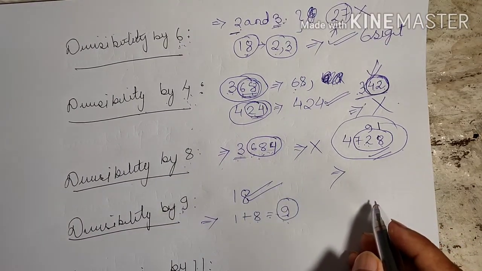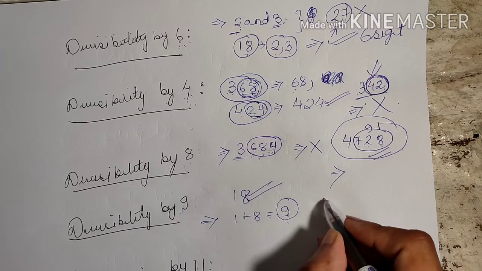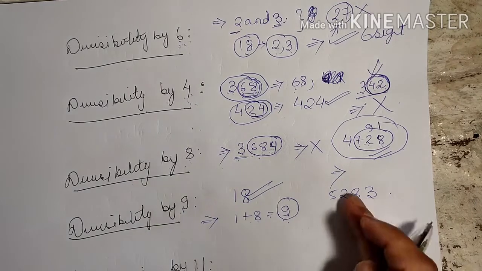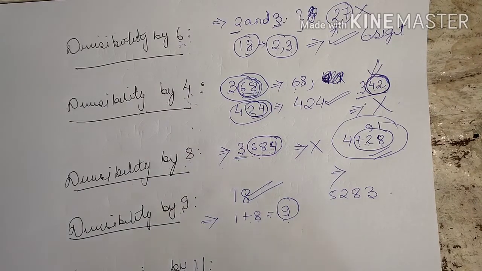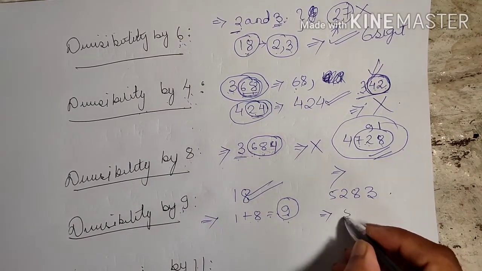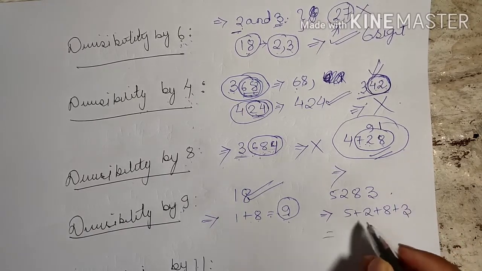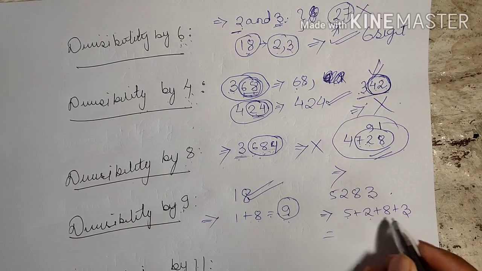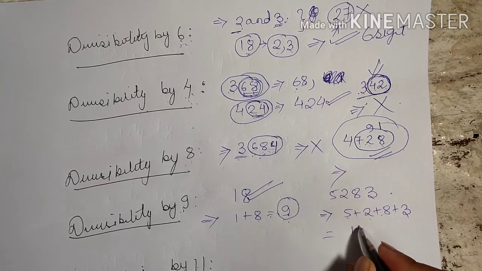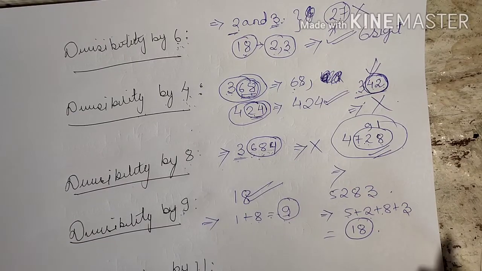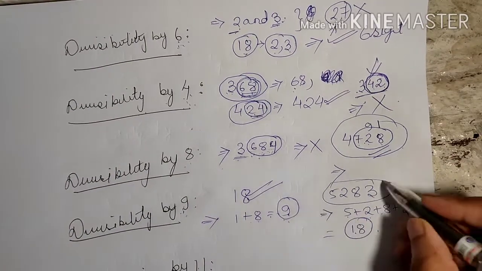Okay, suppose a very big number is given to you, 5283, and you are asked to check whether this number is divisible by 9 or not. So what will you do? You will simply add the given digits. When you add them, what will you get? 5 plus 2 is 7, 7 plus 3 is 10, 10 plus 8 is 18. So is 18 divisible by 9? Yes, because 9 twos are 18. So this 5283 is divisible by 9.